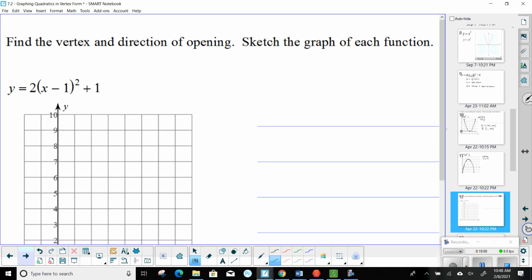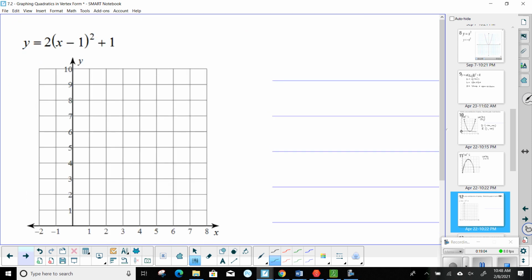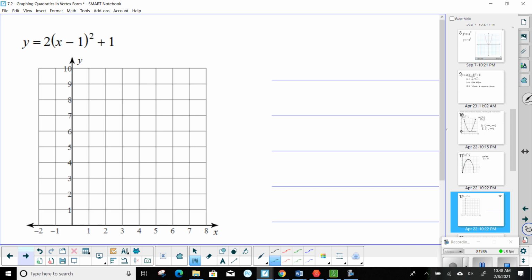Let's try one more. This one's got a 2 in front of it, so you can kind of see a stretch here. Okay, start by identifying the vertex. So again, that's the pluses and the minuses. So I've got to go right 1, so positive 1, and I've got to go up 1, also a positive 1. So we're going to go over 1, up 1. That's where my vertex is.